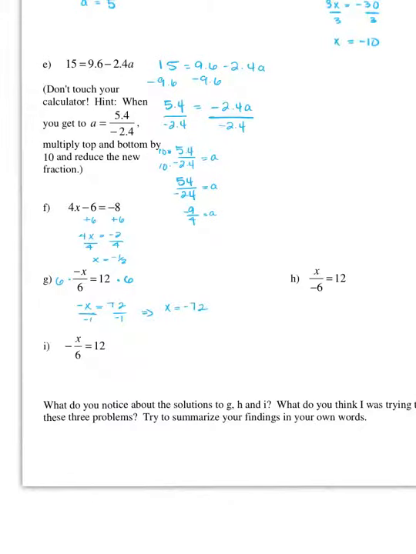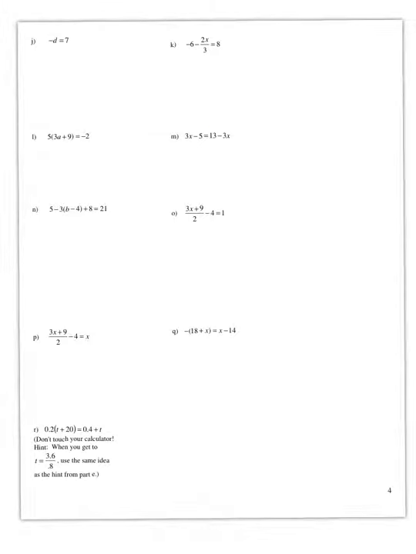In the next problem, H, we're going to multiply both sides by negative 6. And we get x equals negative 72. And the final problem shows us one other place where we can have the negative sign. If we have the negative sign out front, we can still multiply both sides by 6, and now we'll have negative x equals 72, which is similar to problem G above. And now multiplying both sides by negative 1, we get x equals negative 72.